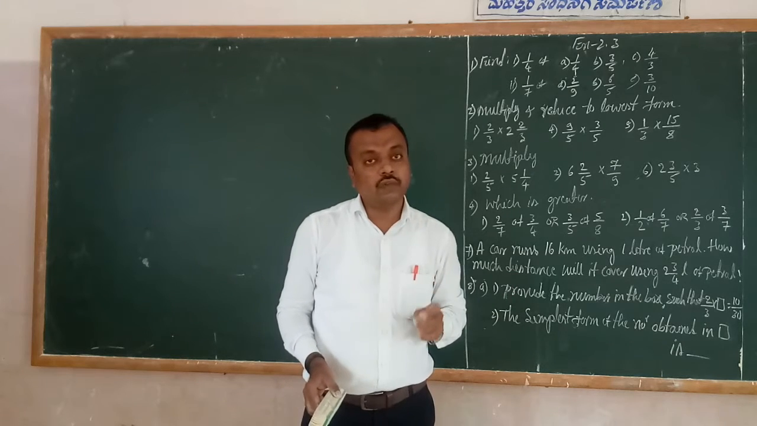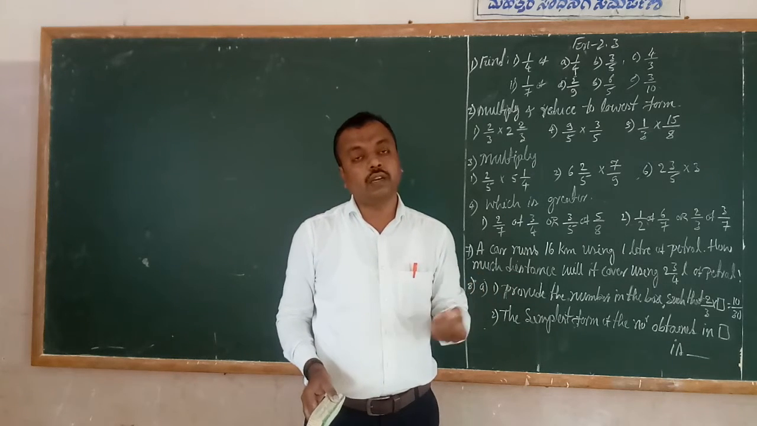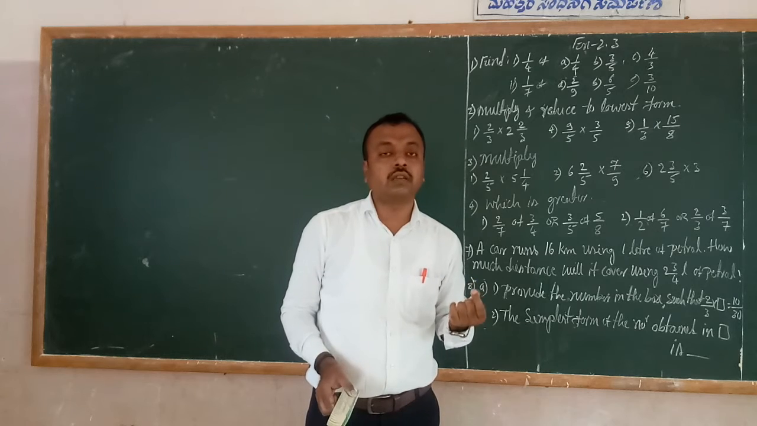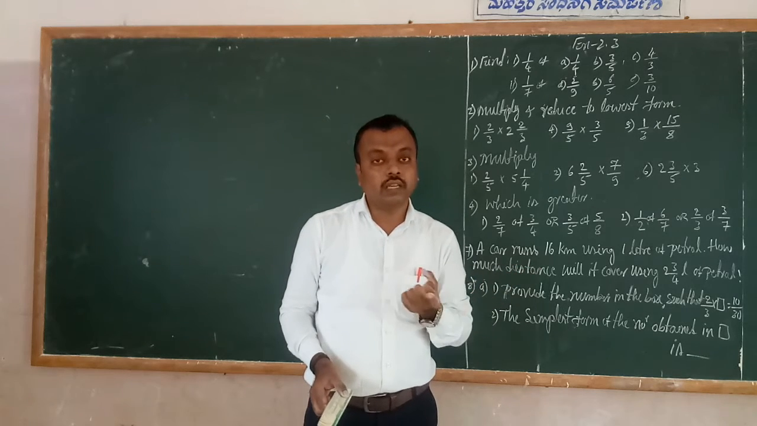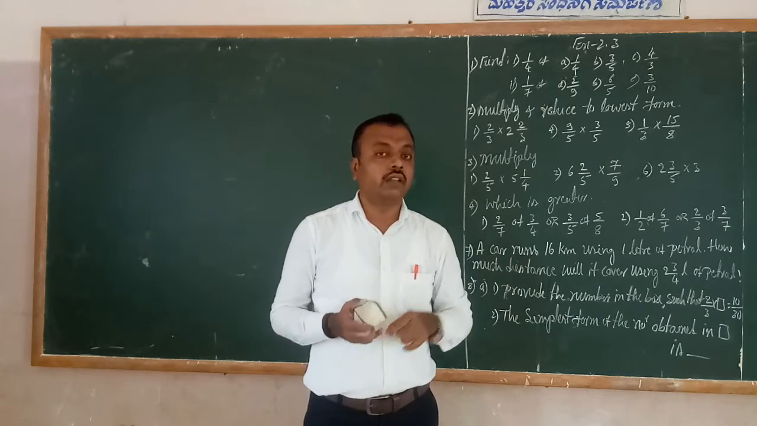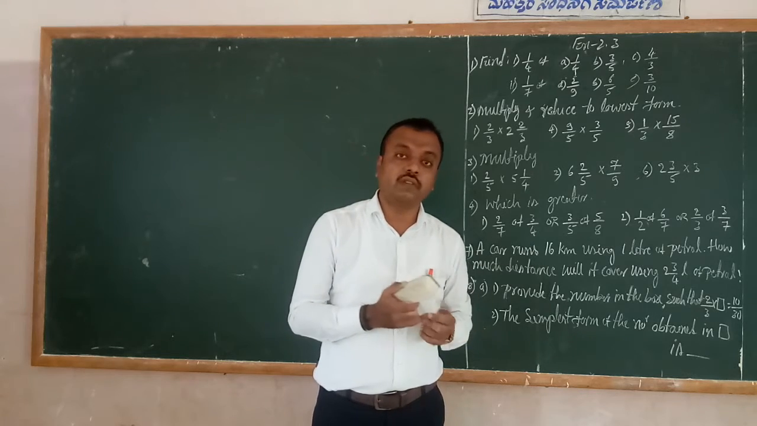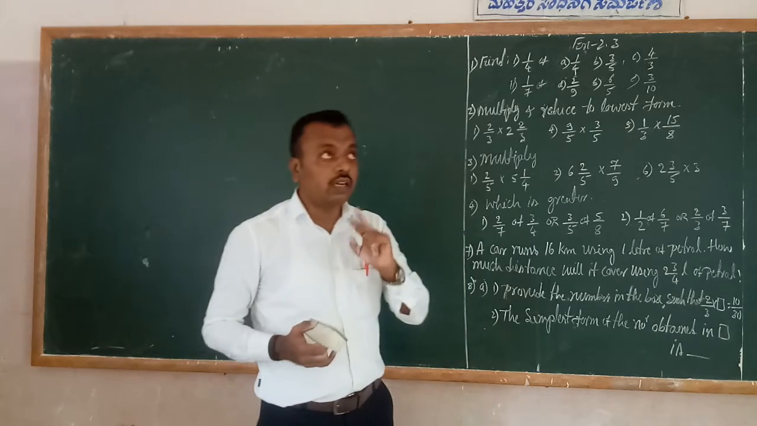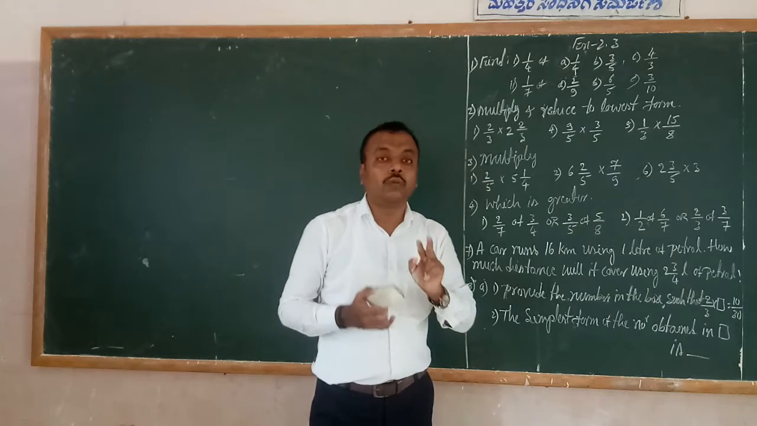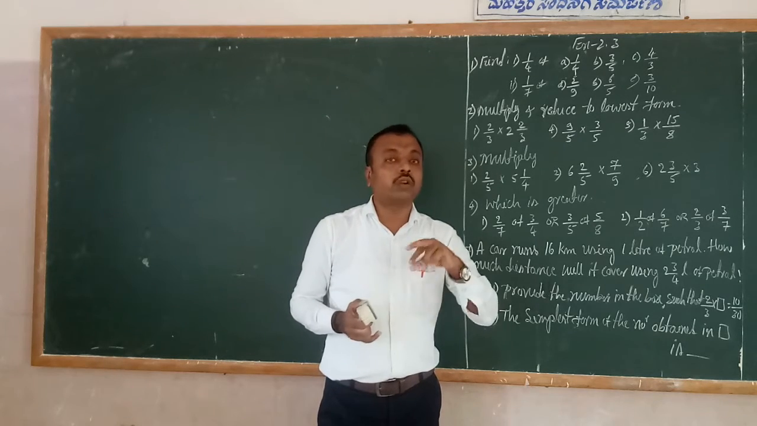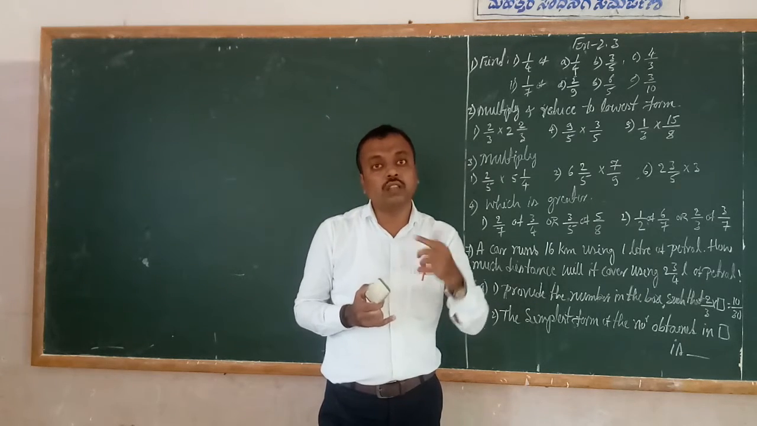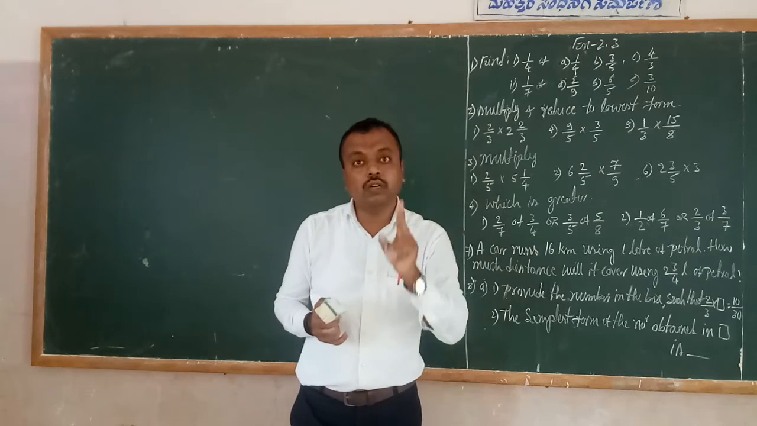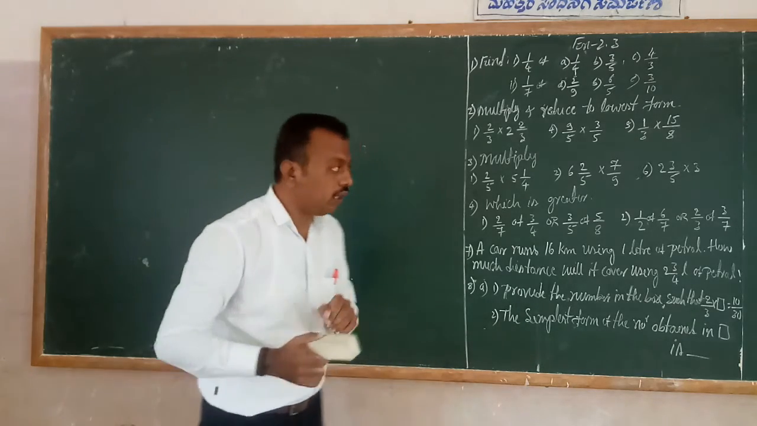When the denominators are different, you have to take out the LCM of the denominators and apply the LCM to the denominators, and you have to make the denominators equal. Then you have to find which is smaller and which is greater. That rule we have to use when more than 3 fractions are given. If only 2 fractions are given, I will show one method.